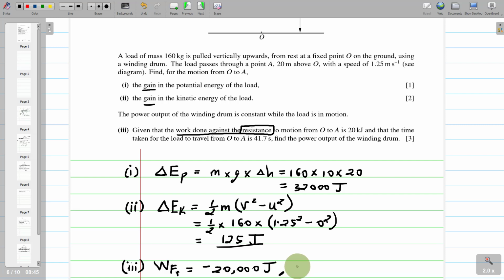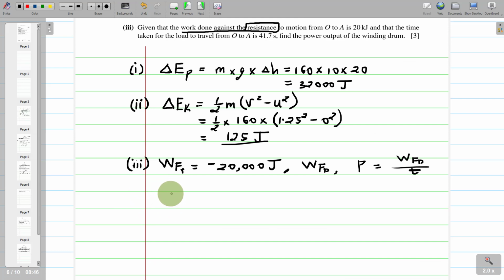We need to determine the work done by the driving force, so that from the work done by the driving force we can get the power, which is work done by the driving force, everything divided by time. So you can see, for us to be able to get power, what we need is work done by the driving force, because time is given. It is 41.7 seconds. So let's see how that is done. Let me create some more space down here.